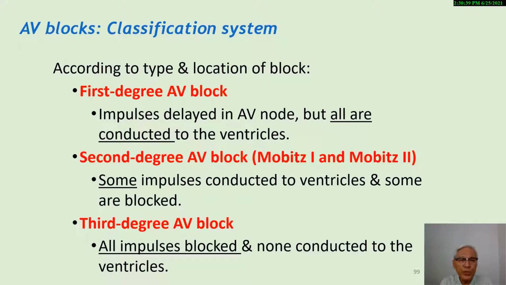The classifications of AV blocks according to degrees are first degree AV block and second degree AV block, which actually has two types, Mobitz 1 and Mobitz 2, or type 1 or type 2 AV block, and lastly a third degree AV block. Now let's take a look at each one of these blocks and look at their characteristics and note how they are differentiated.